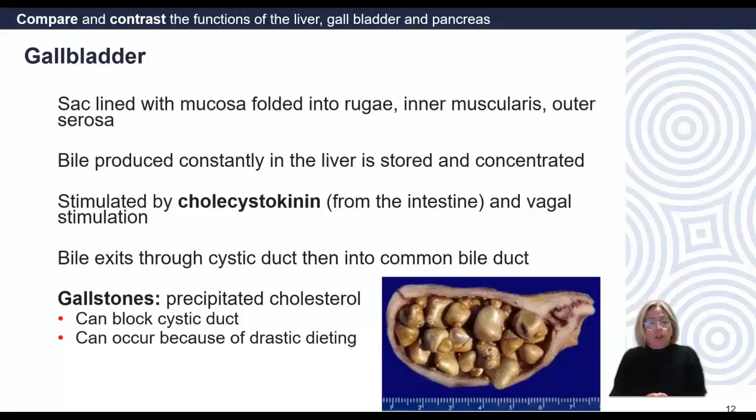Other times, these stones can go further down and block the pancreatic duct, and that's much more serious because it's going to end up causing pancreatitis. And many people, particularly females, end up having their gallbladder removed. These gallstones can occur because of drastic dieting, which is thought to be caused by a change in the ratio of the cholesterol to the bile salt.